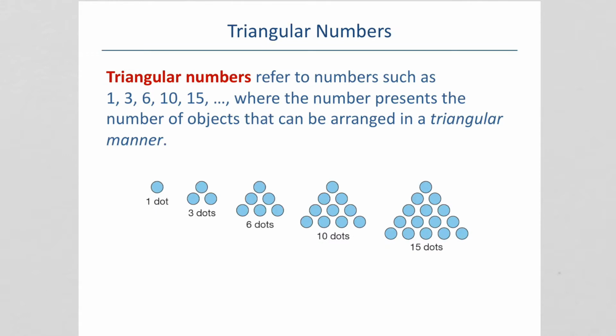Before we get into tessellations and tiling too much, we need some introduction here. Triangular numbers refer to numbers such as 1, 3, 6, 10, 15, where the number represents the number of objects that can be arranged in a triangular manner. So you could have 3 dots to make a triangle, 6 dots could make a triangle, 10 dots could make a triangle, 15 dots could make a triangle, and so forth.